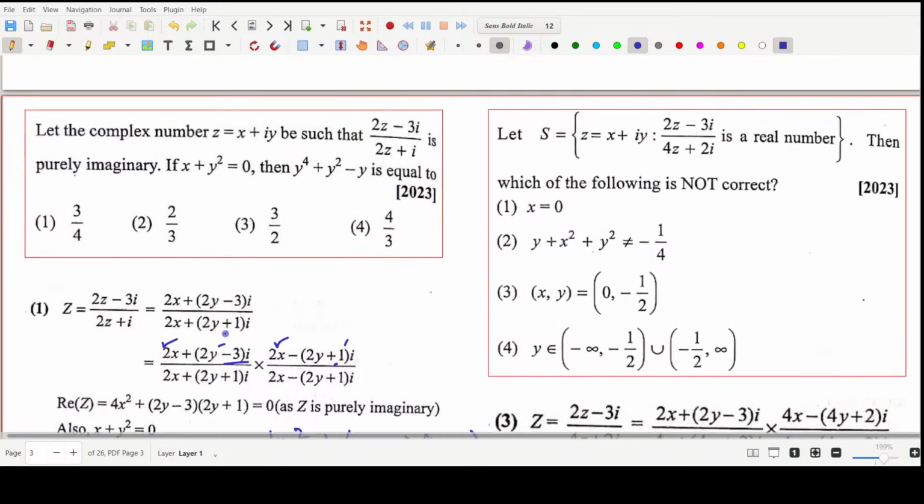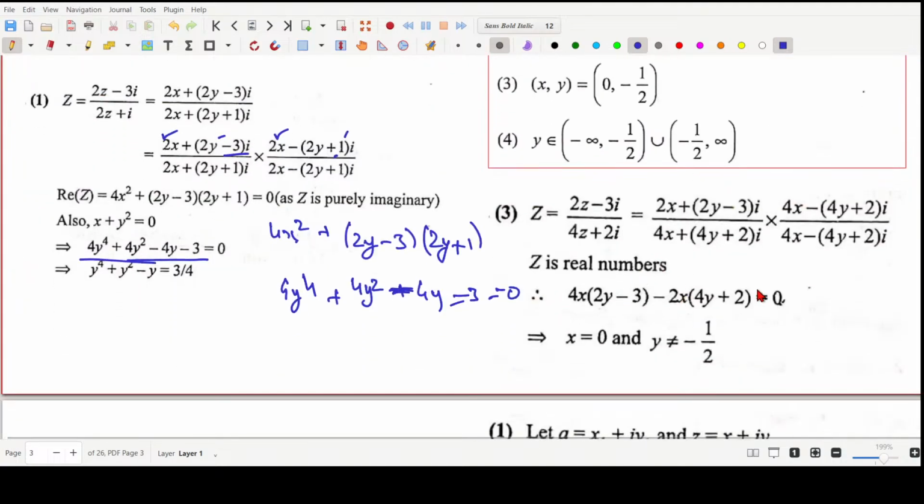Okay. Now here, again, similar problem. Again, here also almost the same, right? Probably different shifts or something in 2023. Now, again, we will put x plus iy in place of z. And this is completely real. What does that mean? This time we will pick the imaginary part. Imaginary part should be equal to 0, right? That means this part should be equal to 0.